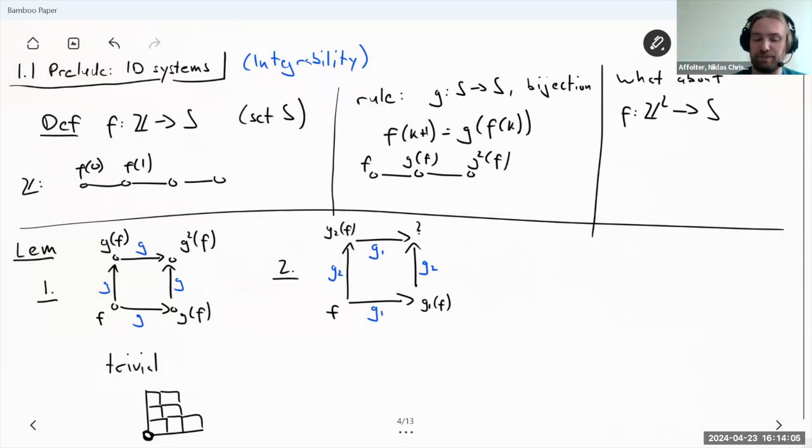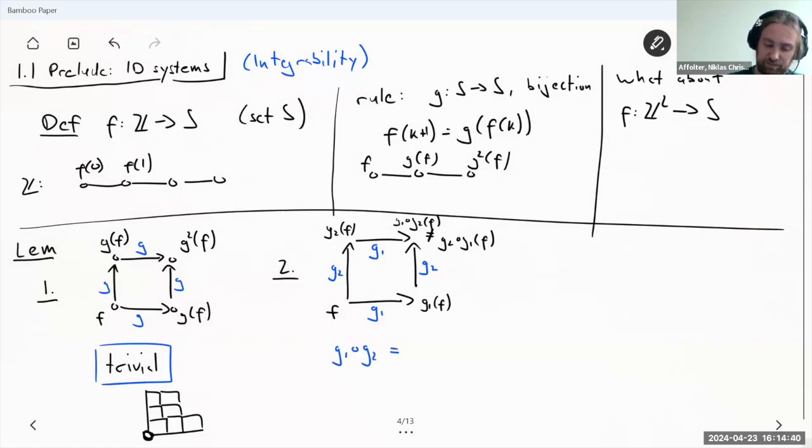And now here there's a bit of a problem in the top right corner, because if I go via the sort of left top row, I'll have g1, g2 of f. But if I go via the bottom path, I'll get g2 of g1 of f, which of course in general is not the same. So here, before it was trivial, but now we have this condition. And this is just already the integrability condition. Very, I think, in a very literal sense.